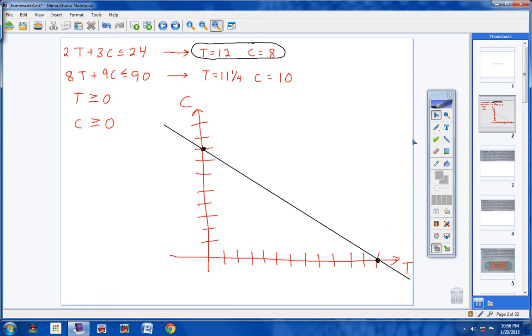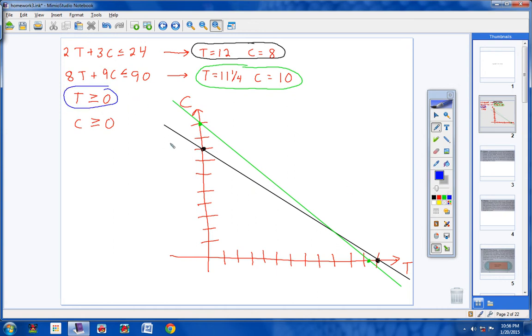Now, let's go ahead and draw our other line, and we're going to draw this line in green. The t-intercept would be 11 and 1/4, and the c-intercept is 10, right here. Okay, now let's continue on very quickly in blue here.